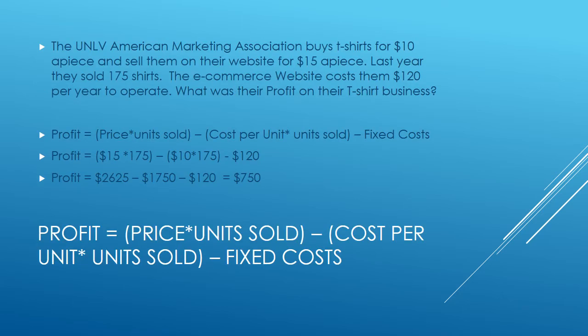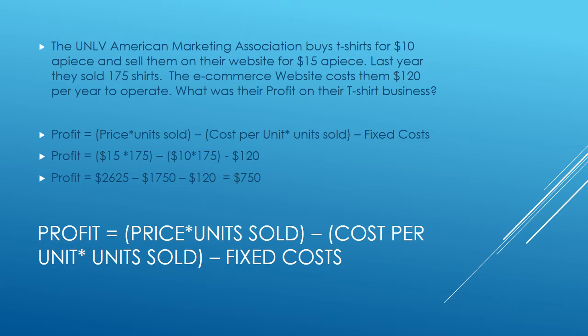$1,750. The American Marketing Association buys t-shirts for $10 and sells them for $15 a piece. Last year they sold 175 t-shirts. Their e-commerce website cost them $125 a year to operate. What was their profit on their t-shirt business? Well, once again, profits are revenues minus total costs, both variable and fixed costs.